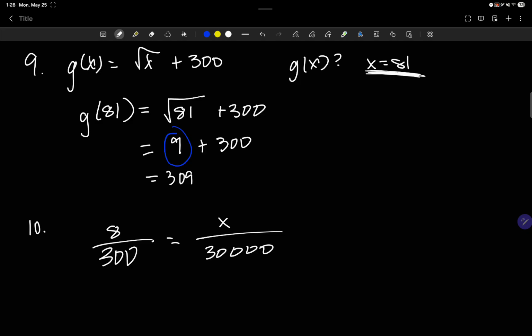I would try to get a common denominator, because this is 30,000 over here and 300 over here. You want the left to be 30,000, right? So you would have to multiply the numerator and denominator by, well, if you're at 300, you need 3 more zeros. So you have to multiply by 1,000. Over 1,000, so 8 times 1,000 is 8,000. So that would be your x.